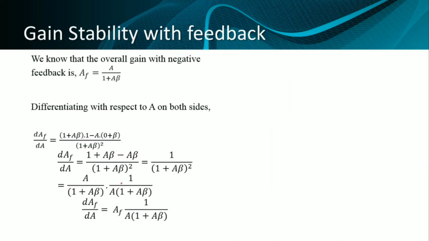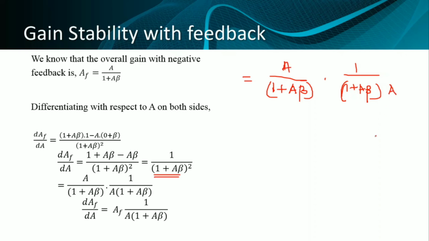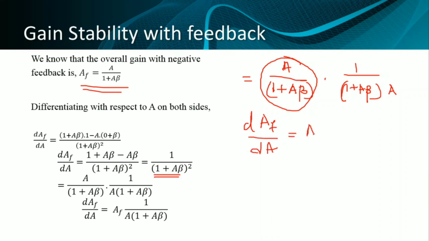In the next step, I'll split this term. So it becomes 1 divided by 1 plus A into beta, into 1 divided by 1 plus A into beta. I'll multiply and divide by A on the right hand side. So here instead of 1, I'll multiply A. If I look at this expression, this complete term is the same. So I can write it as the differentiation of AF with respect to A is equal to AF into 1 divided by A into 1 plus A into beta.